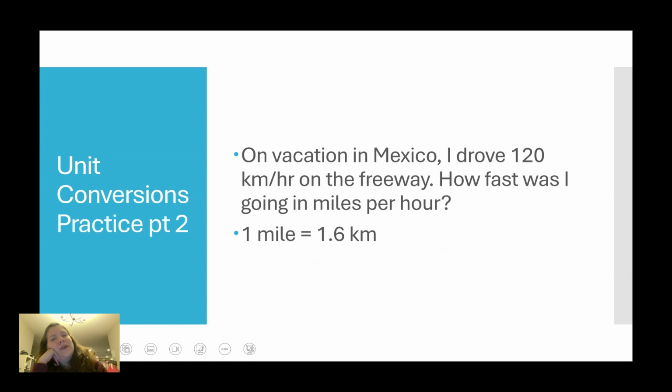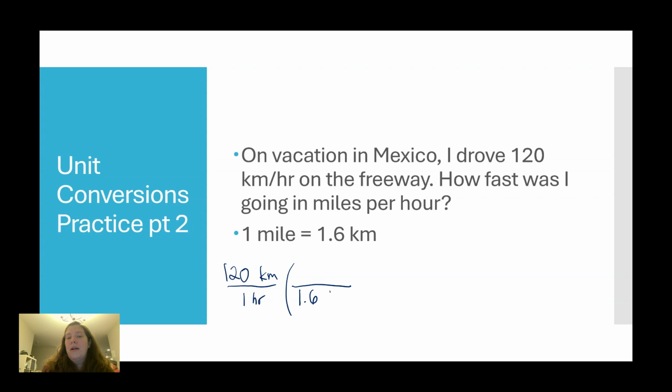On vacation in Mexico, I drove 120 kilometers per hour. 120 kilometers to every 1 hour. And I would like to know what that is in miles per hour. My conversion factor I know is 1 mile is 1.6 kilometers. So a kilometer is smaller, we can fit more of them. So if I'm going from the smaller unit to the bigger one, miles, I need to be dividing by 1.6. I can't fit as many miles into the same distance as I can kilometers. So I'm dividing by 1.6.